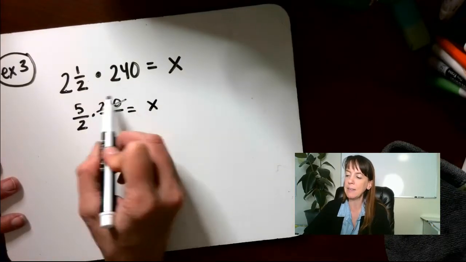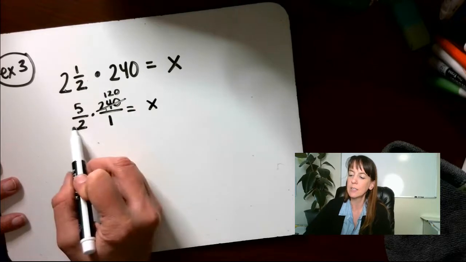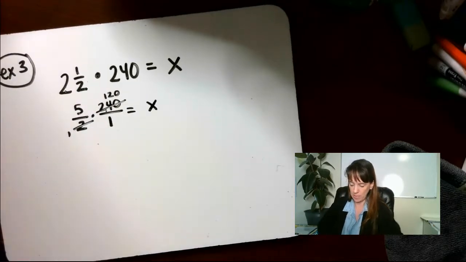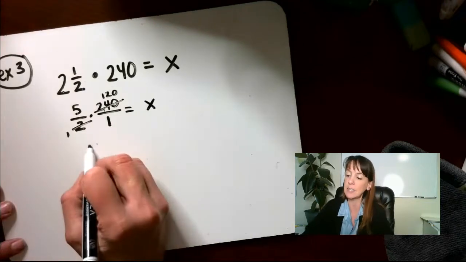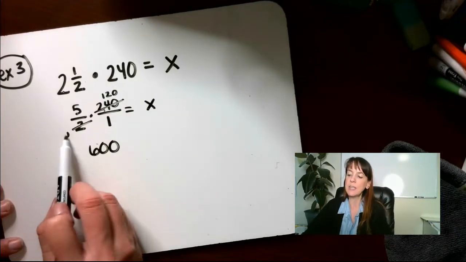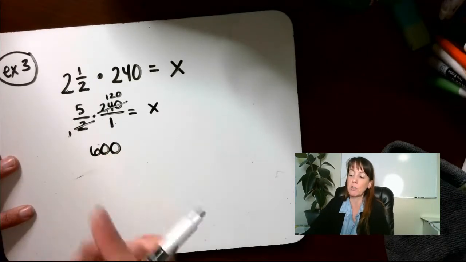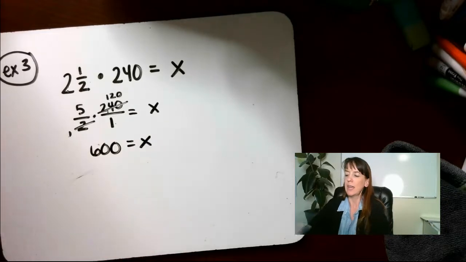240 cut in half is 120. Divide that by 2, I get 1, right? So now what I have is 5 times 120 upstairs, and then downstairs, that's 600. And then downstairs I have 1 times 1, which is over 1, but I'm not going to do that because there's no point, equals x, okay?